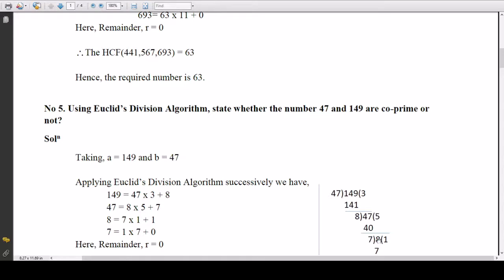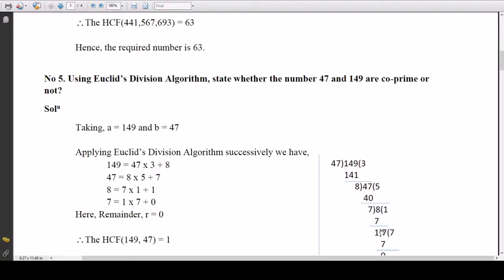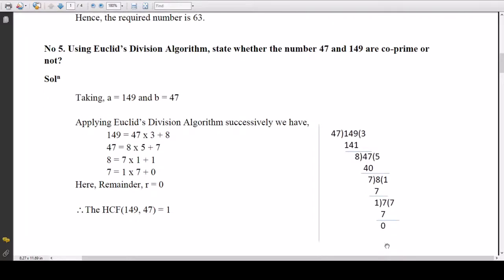Again, since the remainder is not 0, you have to proceed ahead. 8 divided by 7, you will go with 1, which is 7, leaving remainder 1. Again, 7 divided by 1, you will go with 7, leaving you a remainder 0. Now the HCF here is 1, because 1 is the last divisor here. HCF of these two numbers will be 1. That means these two numbers are co-prime.